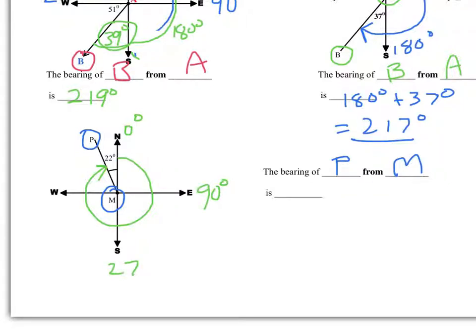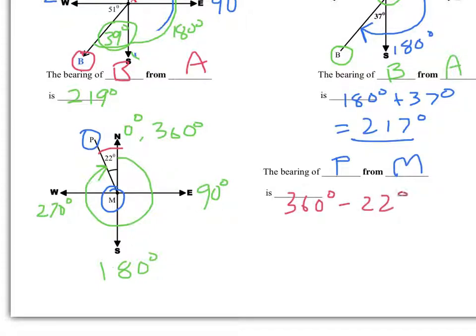That's 270. That's not 270, that's 180. This is 270, and then all the way back to the beginning, the full turn is 360. So this angle here is 22. That's 22 degrees off a full turn. So if I subtract 22 degrees off a full turn, I'm going to get 338, and that's the bearing.